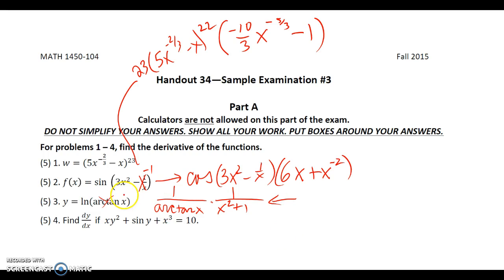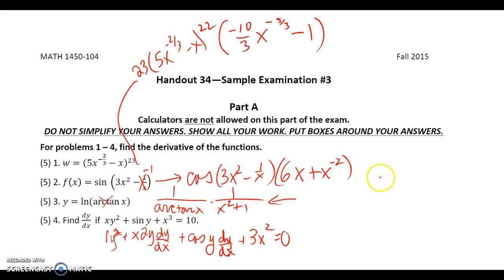Finally, let's do some implicit differentiation for dy dx. All right, so I have to do a product rule here. The derivative of x is 1 times this plus x times the derivative of y, which is 2y dy dx, plus the derivative of sine is cosine dy dx, plus the derivative of x to the third is 3x squared. Derivative of 10 is 0. So what I'm going to do is move over the two terms that don't have a dy dx in them. So I'll be bringing over, subtract over negative 3x squared minus y squared.